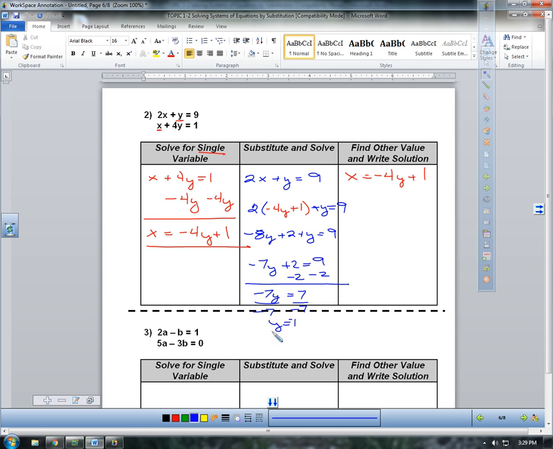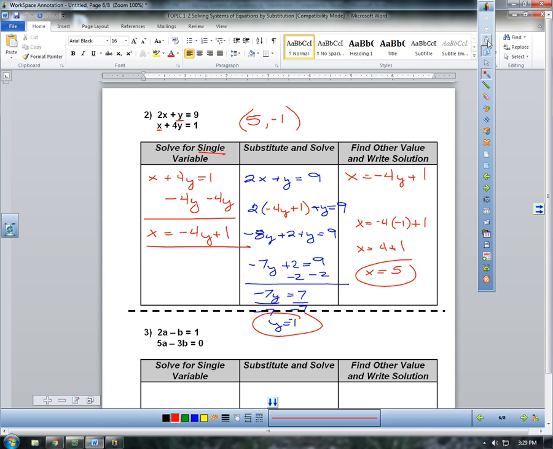Okay, since I know y equals negative 1, I can plug it in up here. So x equals negative 4 times negative 1 plus 1. So x equals 4 plus 1. So x is 5. So negative 1 and 5. Write it as a point, and we're done. Feels like a whole lot of work, doesn't it?